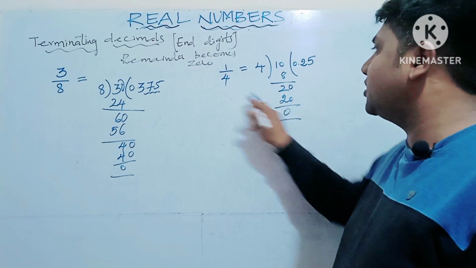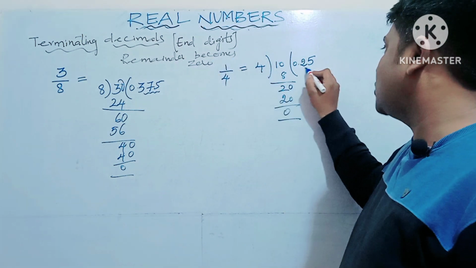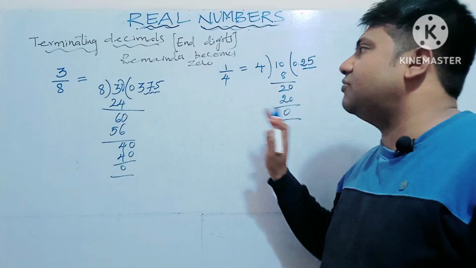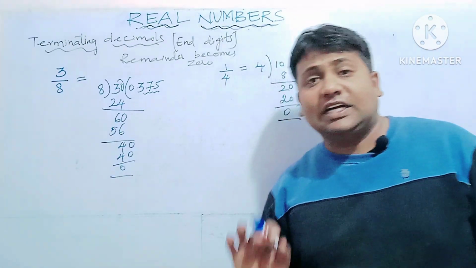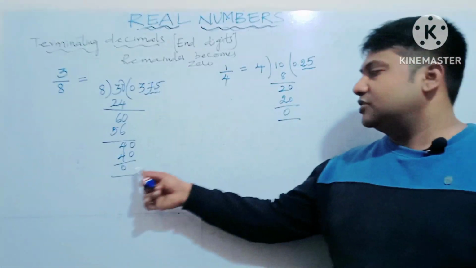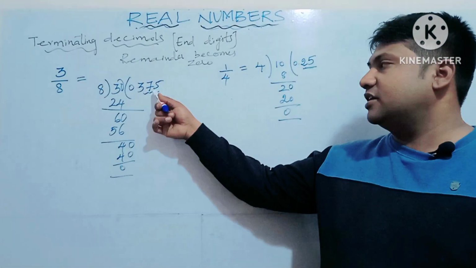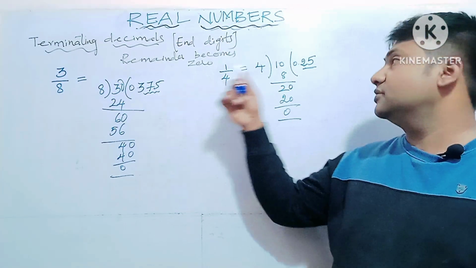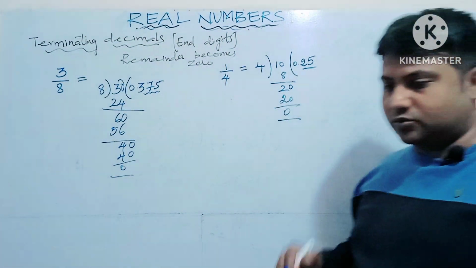So it's converting to 0, and it is also stopping here. So these types of decimals are called terminating decimals, where the remainder reaches 0, and here the division stops. Got it? Please make a note.